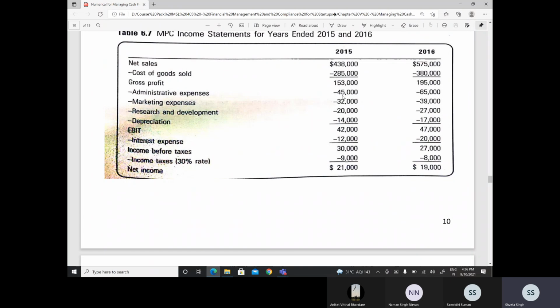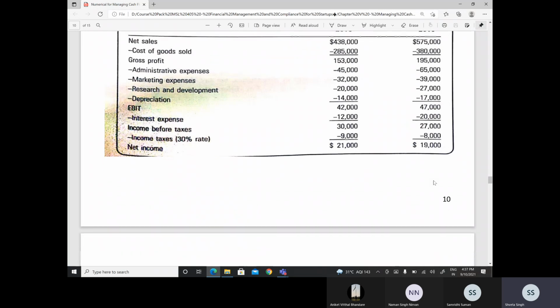From this, we take out the admin expenses of $45,000, the marketing expenses of $32,000, the R&D expenses of $20,000, and the depreciation of $14,000, giving us an EBIT of $42,000. From this, we deduct the interest expense of $12,000. We get the EBT, or income before taxes, of $30,000. From this, we deduct taxes at the rate of 30%, and we get our net profit, or EAT, at $21,000. Similarly, the figures are given for 2016 as well.